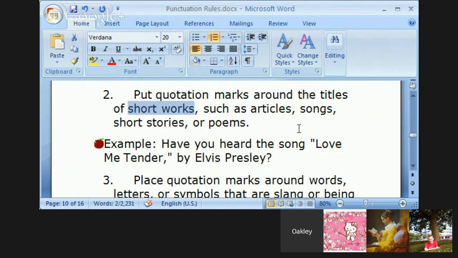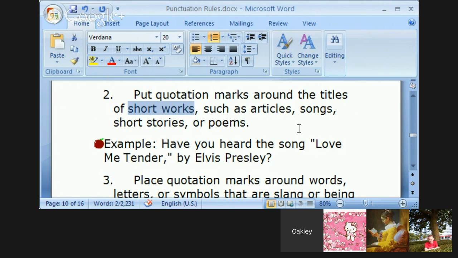Short works. When you have books or movies, does anybody know? Actually, let me throw this out to the class. It says short works here. For a title for a book or a movie, how should I do that? What would I do to write a title of a book or movie? Anybody? In italic characters. Very good. Excellent. That's exactly correct. So the proper way to write the title of a movie or a book is to not use quotation marks, but to use italics.